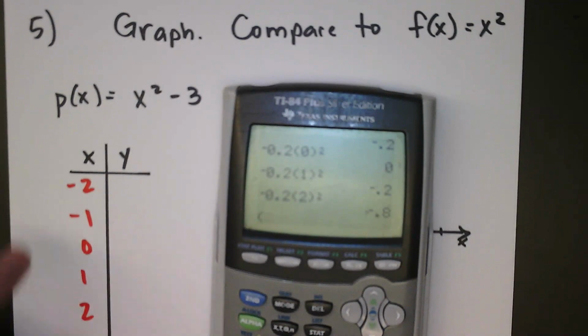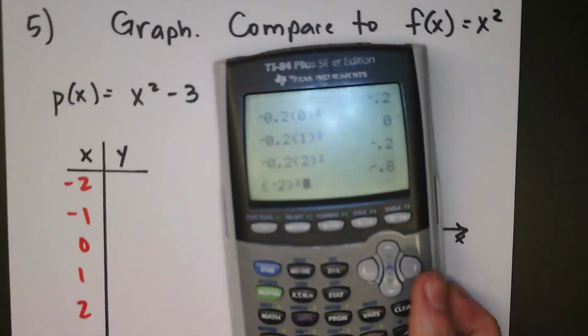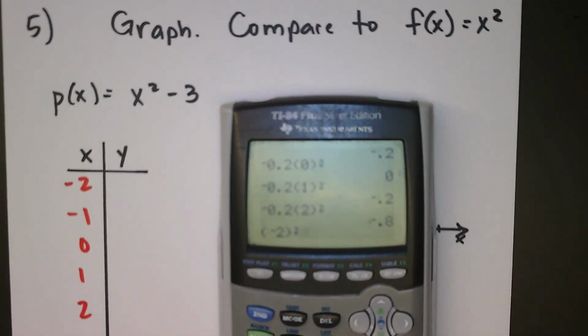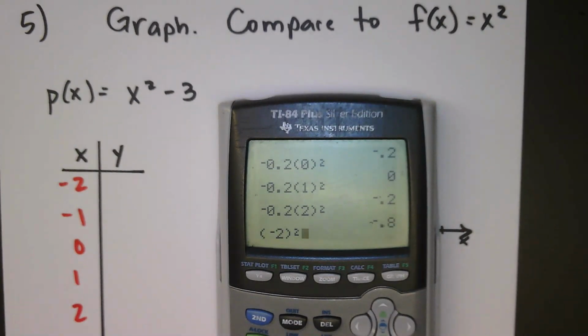Now, because I'm squaring, it's really important that I put this -2 in parentheses, so that the thing gets squared, and I don't just do -2 squared on its own. That's a little better there. And then we're going to do -3. So I'm going to get -1.